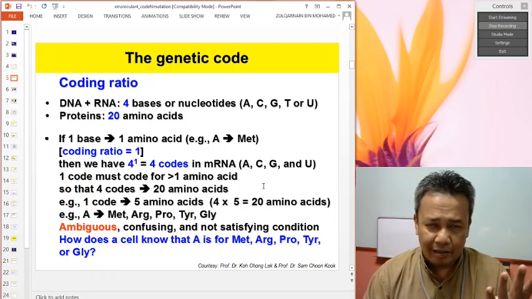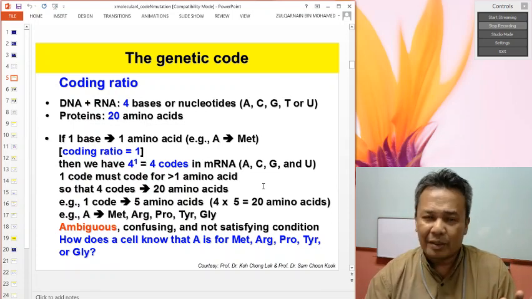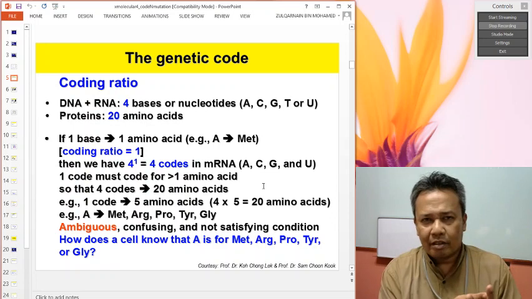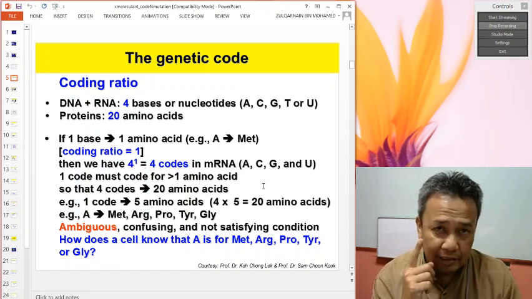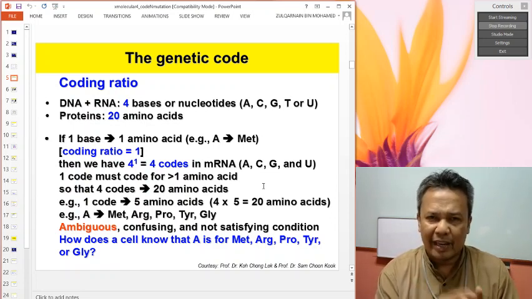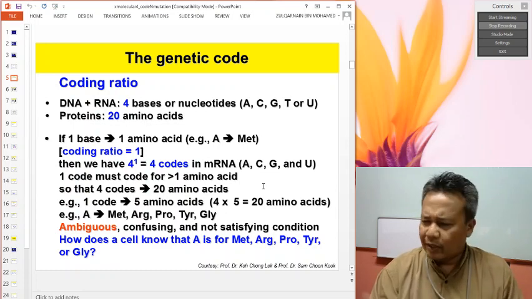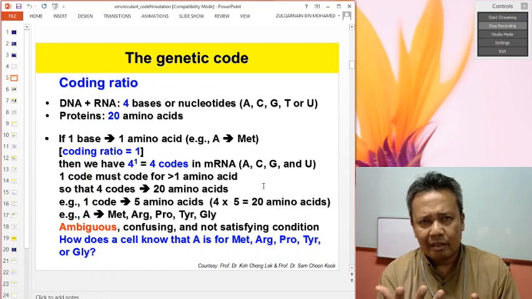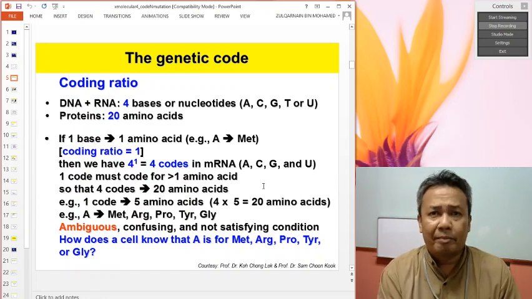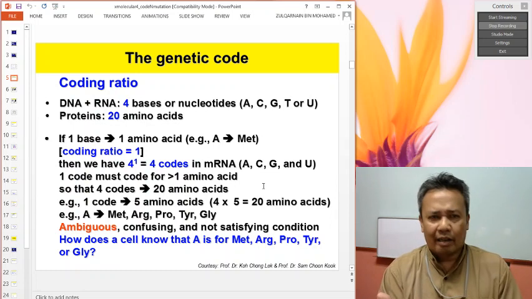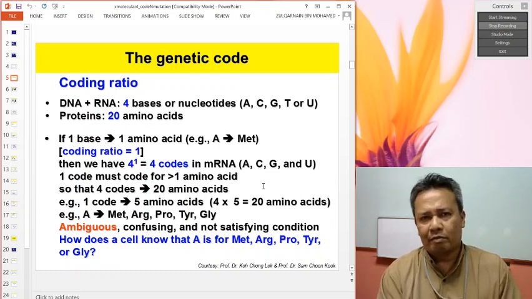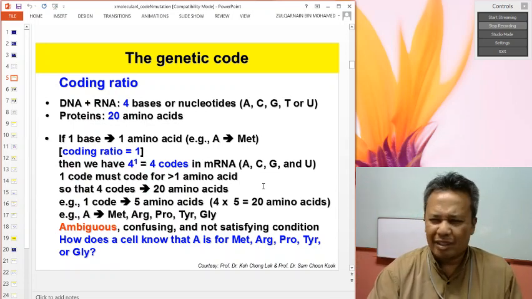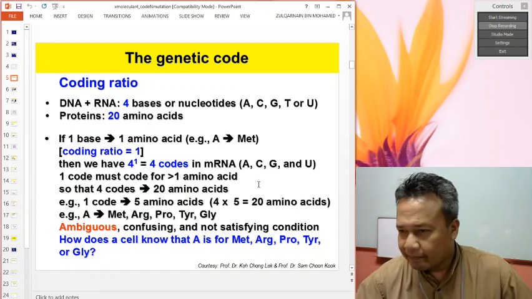You have 4 bases. You need 20 amino acids. If each base is only used as a singlet code, so A codes for one amino acid, that means one base must determine 5 amino acids, right? So that's why it says it cannot be. You can't really have one base that determines 5 amino acids. So that's what it's saying. If you find it confusing, just ignore it.